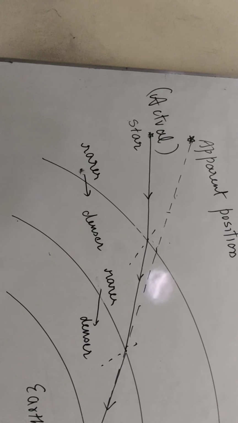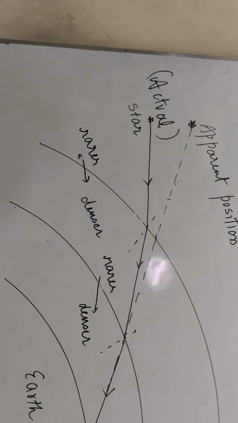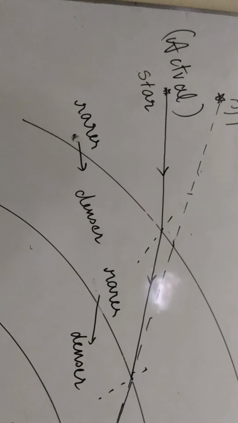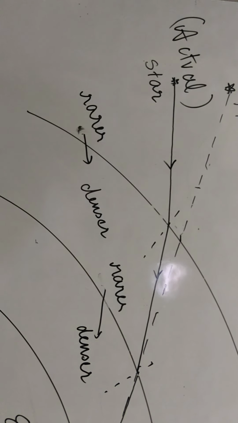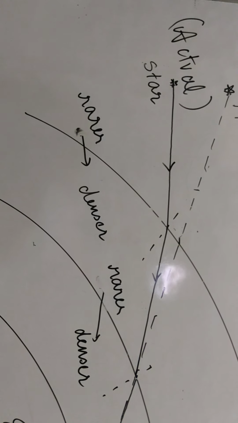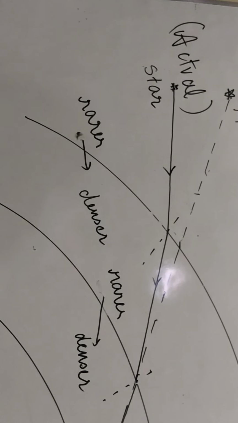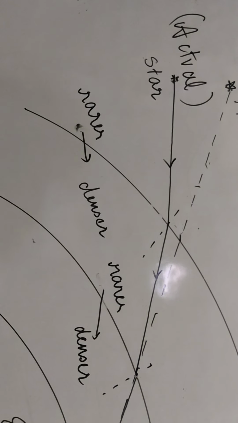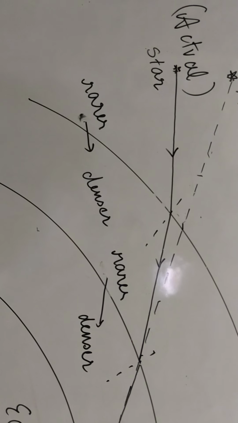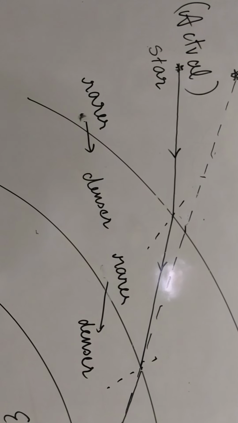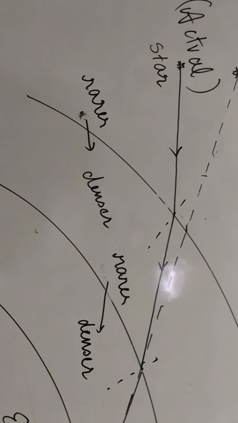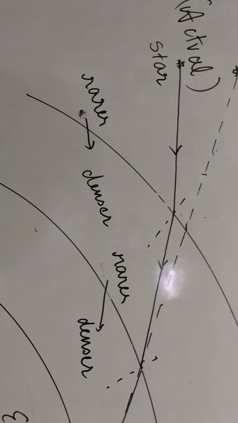So here star is drawn. Actual means actual position of the star. Starlight is entering into the atmosphere. When it enters, small dotted line is normal. We know whenever we have a circle or a sphere, then the normal means radius at that point. So I have drawn a small dotted line which indicates normal here. So the ray, as it enters into the atmosphere, it will bend towards the normal. Because we know in space speed of light is maximum, and when it enters into the atmosphere, the speed decreases. So it enters from rarer into denser medium. It bends towards a normal.